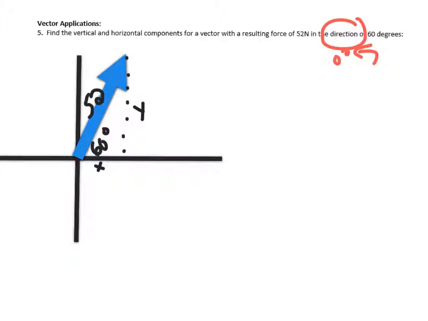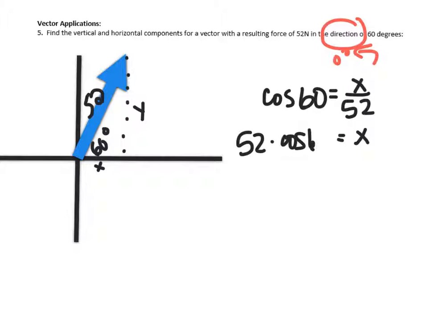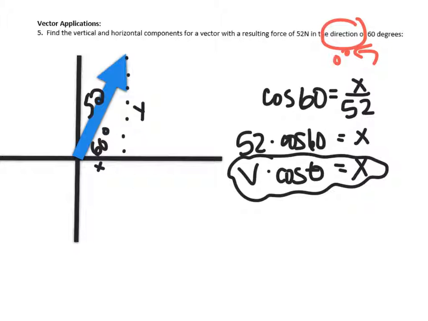So if we look at our x, this is the adjacent side, and 52 is my hypotenuse. Adjacent and hypotenuse is cosine. So cosine of 60 equals your adjacent over your hypotenuse. So your x ends up being 52 times cosine 60. Whenever you find x, it's going to be equal to the magnitude of your vector times cosine of your angle. And if I plug in 52 times cosine of 60, that's going to give me 26.